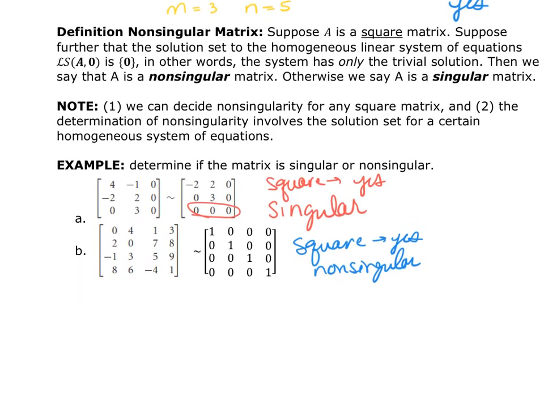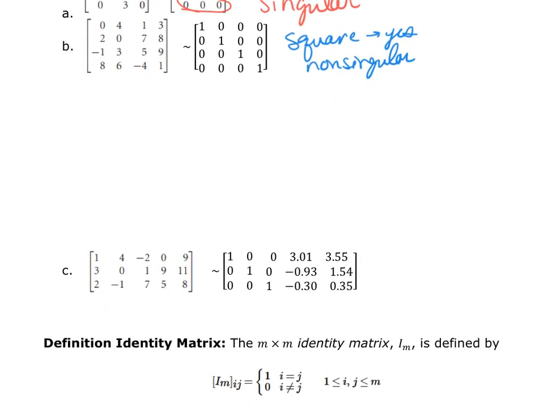Now let's take a look at my next example. I ask myself, is it square? We always ask that first. Is it a square matrix? And the answer is no, so I stop. I'm not even going to talk about whether or not it's singular or non-singular because it's not a square matrix. And the way we are defining singular or non-singular in this section is based on whether or not it's a square matrix. So I just stop and I move on.